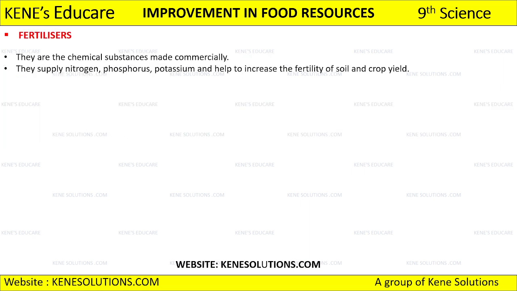Then after this we discussed fertilizers. Always remember that fertilizers are made of chemical substances, and they supply the plant with nitrogen, phosphorus, and potassium. All these nutrients help increase the fertility of the soil. So it is again very important for the plants, right? Just go through this part as well, everyone.